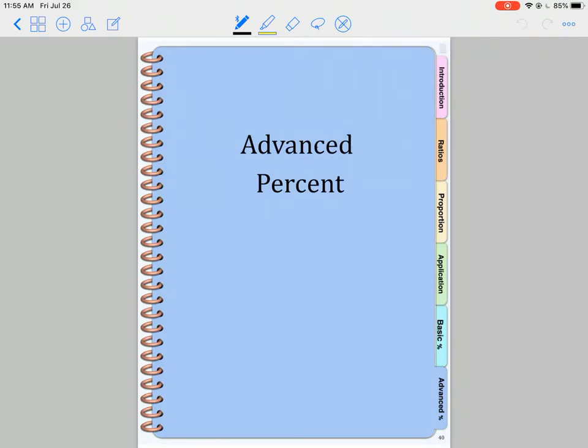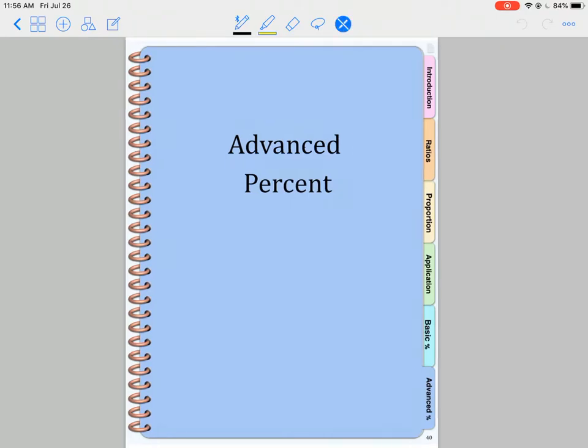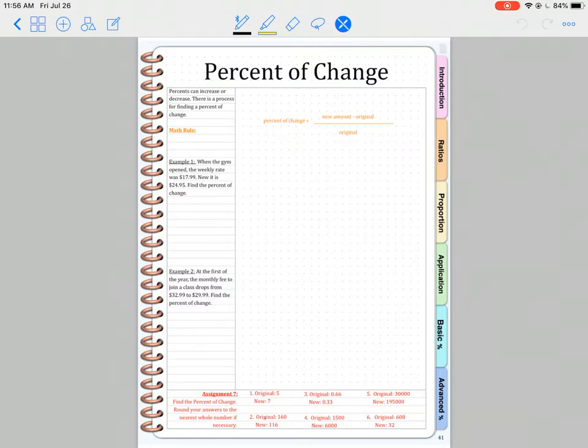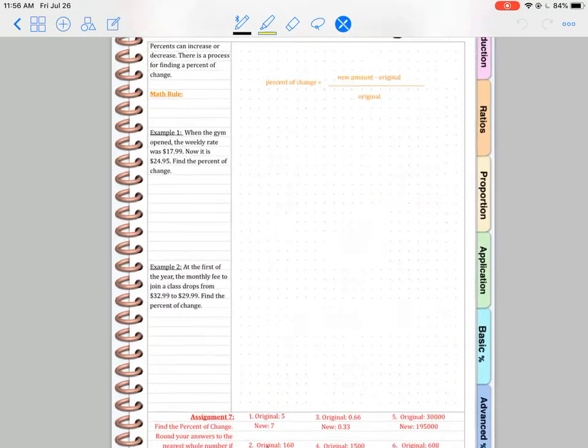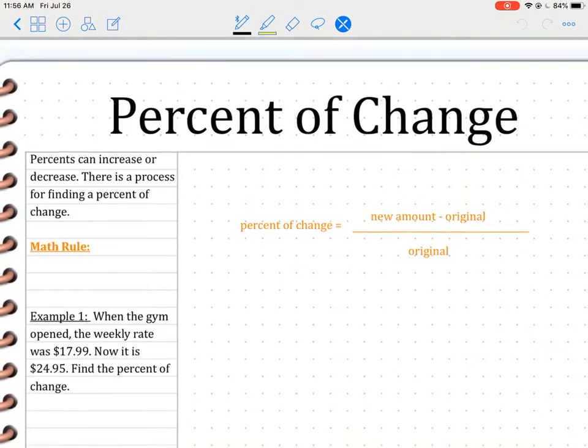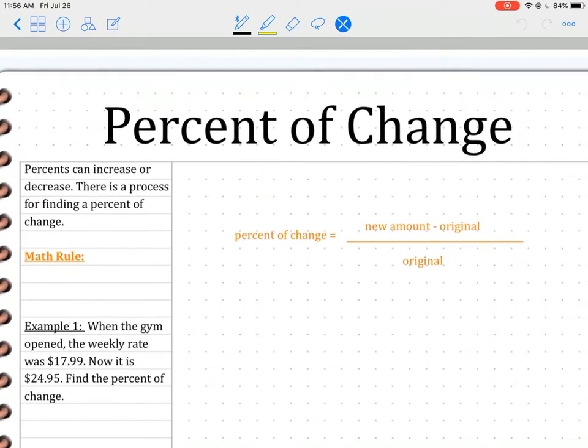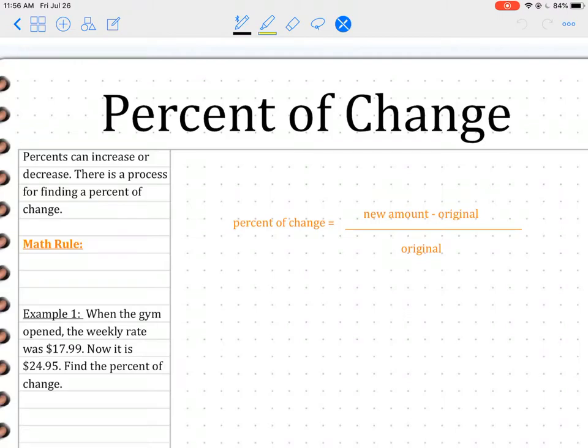So if you're on page 40, you're looking at the cover of this module. So let's turn over to page 41 and do this first assignment. We're looking at percent of change. And this is another real life application of percents because percents increase or decrease. There is a process for finding a percent of change.